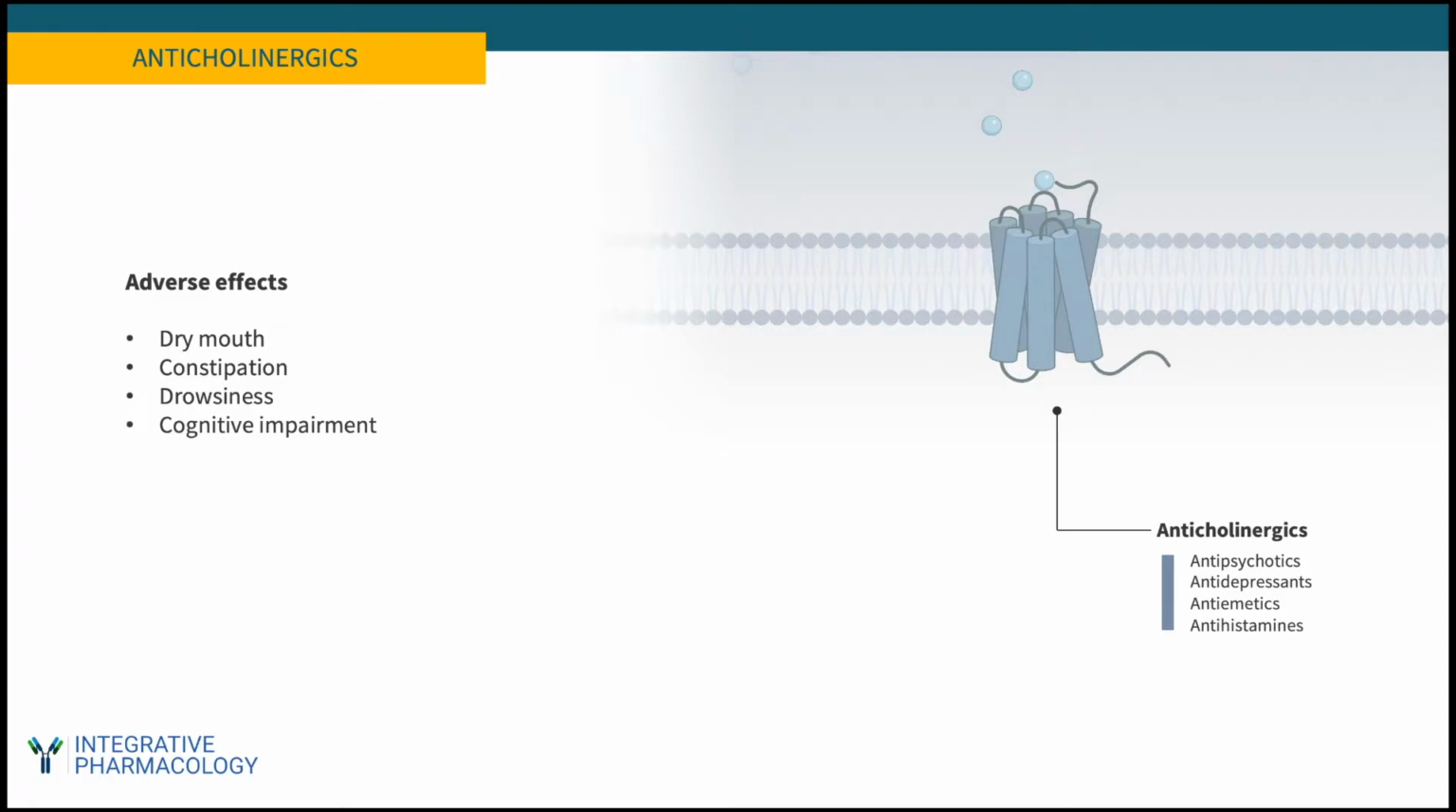So examples would be antipsychotics, particularly those of the first generation. It's less of a problem now with the newer drugs. Antidepressants, antiemetics, and antihistamines may also inhibit muscarinic receptors inadvertently. It's just a side effect that's sometimes difficult to prevent when you're developing a drug for other neurotransmitter receptors. So there's structural similarity that allows the drug to also hit these receptors, even though we don't want them to.